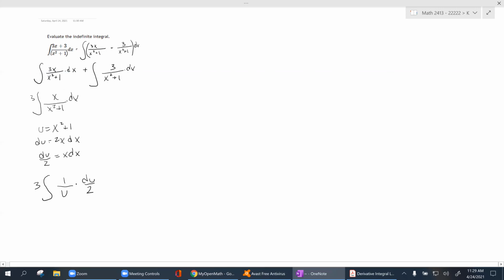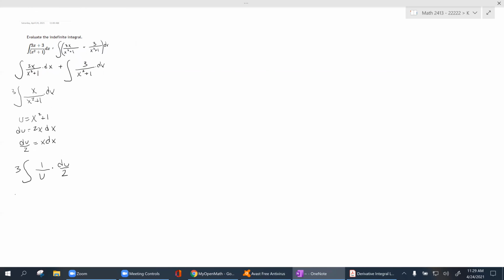U over 2. Meaning I can factor out that 2. This is 3 over 2 integral of 1 over u times du, right? And remember, if you have just 1 over u, let's not do u to the negative 1. The reason I'm giggling saying this is that I used to do that all the time. I would never get it through my head. So I do not want you to spend like 5 minutes doing this step and wondering what's wrong.